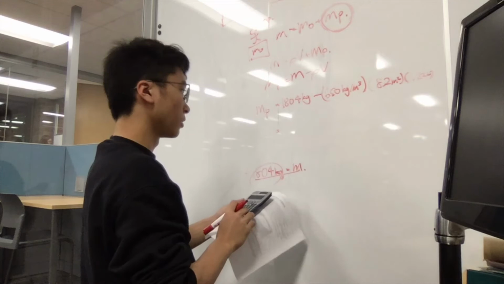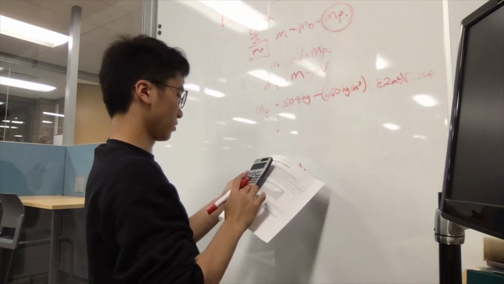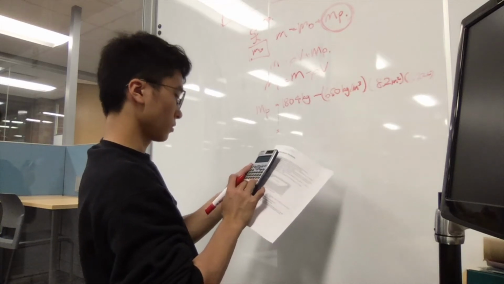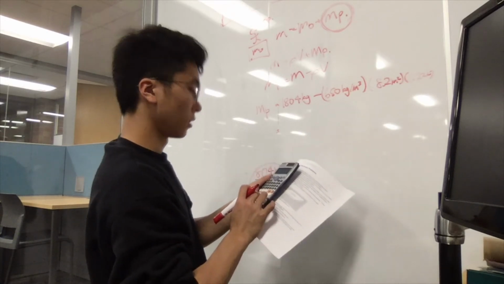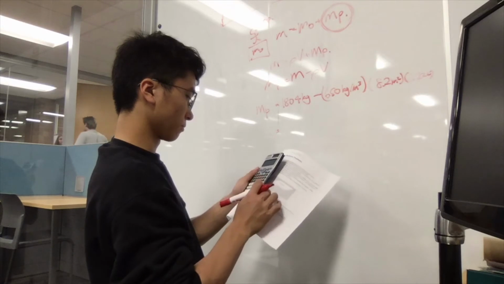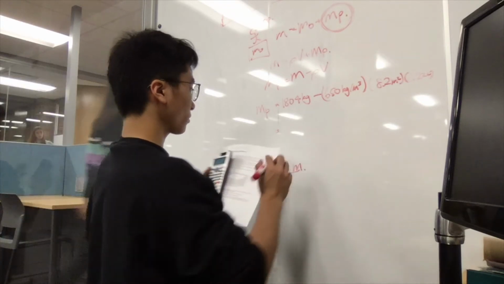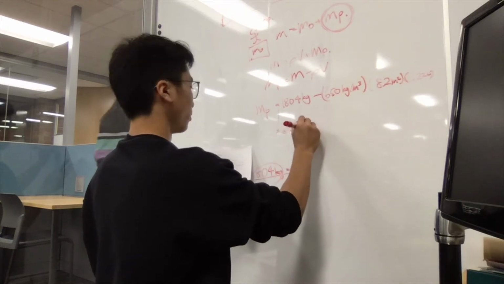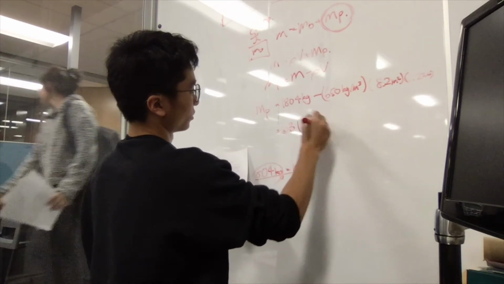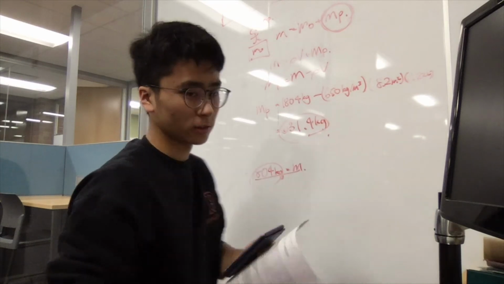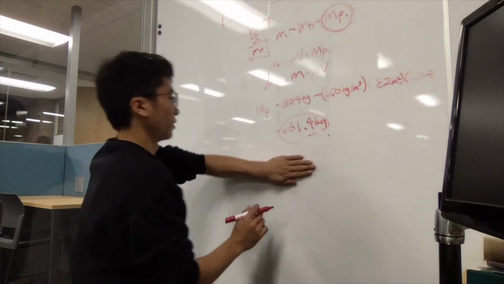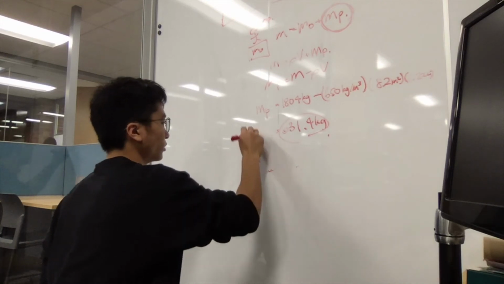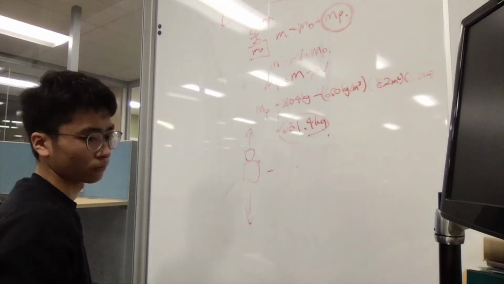So that would be 1804 minus 650 times 8.2 times 0.22. So it would be 631.4 kilograms. So this is the amount of mass we could put on and then it will keep floating.